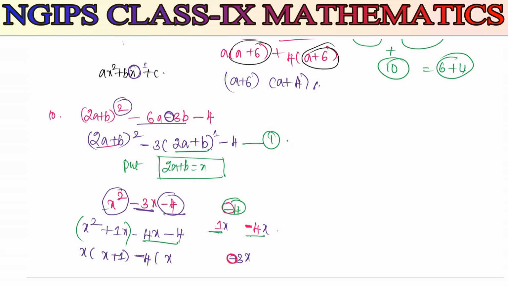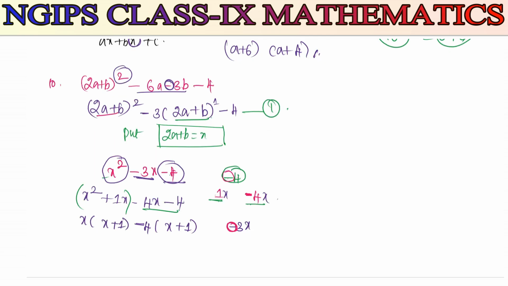When you take minus common, all the terms will become plus, because we have a minus in both. Now, if we simplify further, we again have x plus 1 common in both the terms. So the leftover terms you have to write in the bracket, and you will get x minus 4. So this is the factorization of x square minus 3x minus 4.